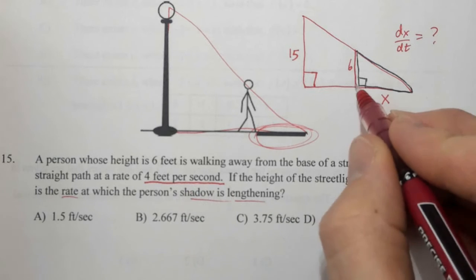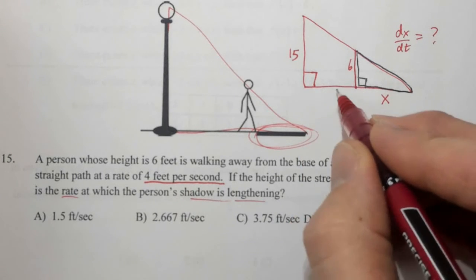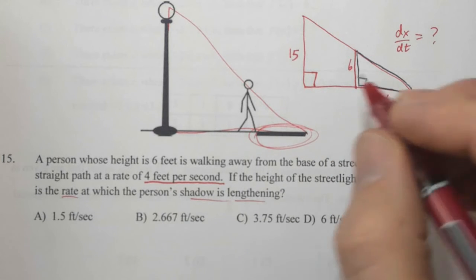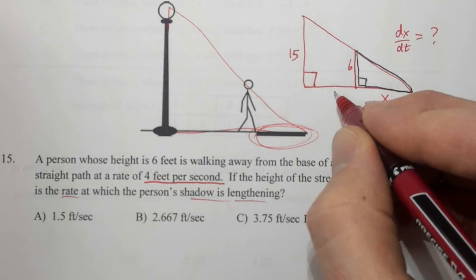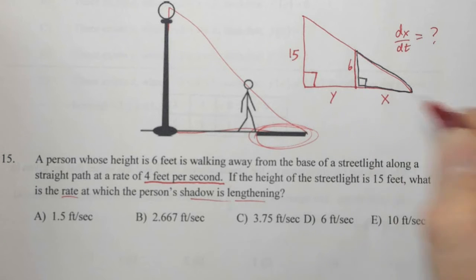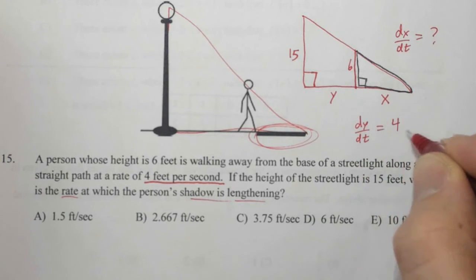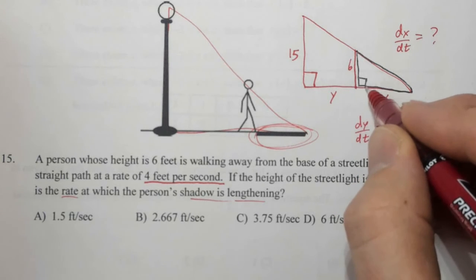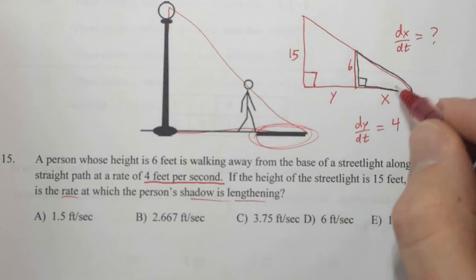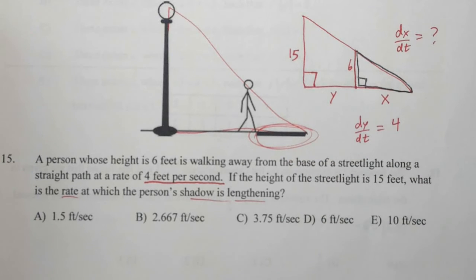Now, here's the person. Here's the lamp. And the rate of this side right here is changing at 4 feet per second. So we don't know how far away the person is at the moment, so we need another variable. Let's call that y. By calling that y, we can assign the 4 to dy/dt, because the person is walking 4 feet per second away from the light. So dy/dt is 4. dx/dt we don't know about, but we do know that the person is 6 and the lamp is 15.